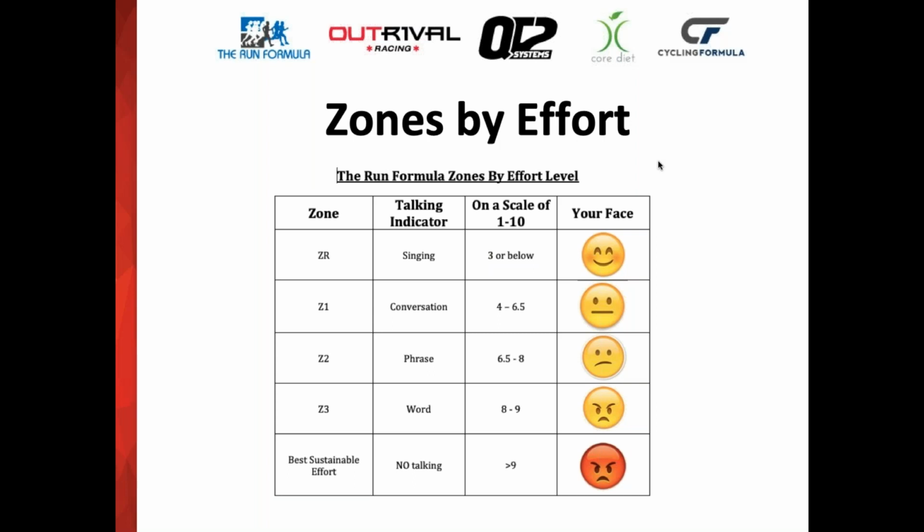Z1 is conversational pace. So you're running along, you're doing your long run, you're chit-chatting the whole time, you're not out of breath at all. On a scale of 1 to 10, you're a 4 to a 6.5. Z2 is more like, okay, now I'm running a little bit harder. I can talk in phrases, but I can't do full-on sentences. My effort level is more of a 6.5 to an 8.